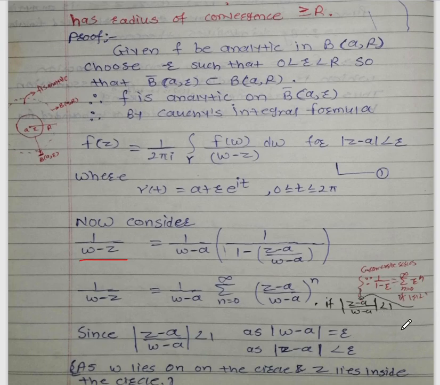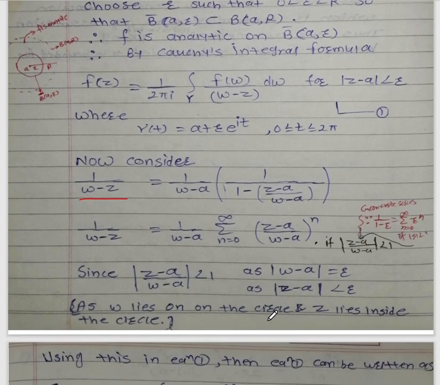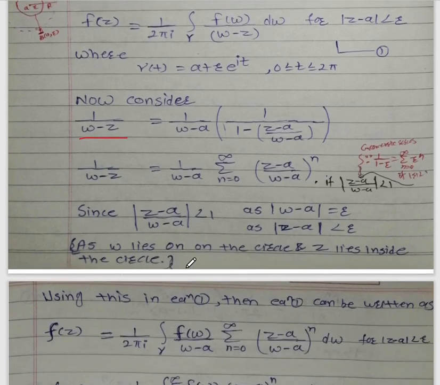Okay, so then the geometric series can be written in this way. But here |z - a| / |w - a| < 1. That means we can say that |w - a| = r, this point which lies on a circle, and |z - a| < r. That means this point lies inside the circle. So w lies on the circle and z lies inside the circle.